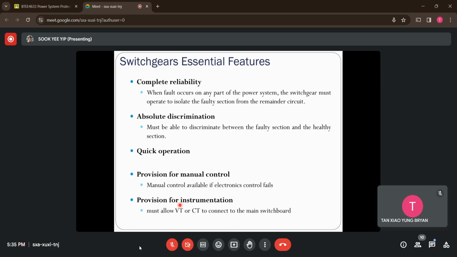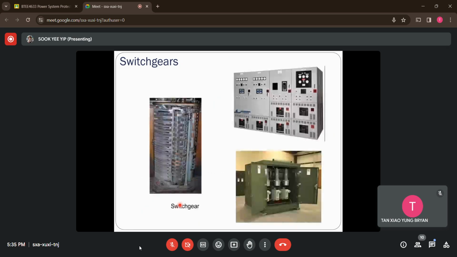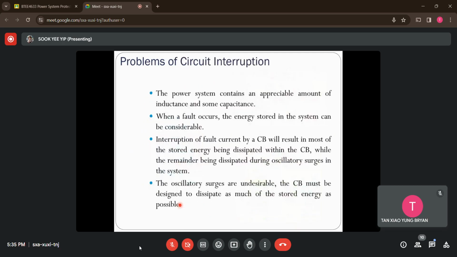So for switchgear topics, it's very small. It's only up to this point here. And the remaining slide is just showing you the samples of the switchgear we have. Okay. So now let's move on to the last topic in chapter 2. Yeah, it's almost there. Okay.